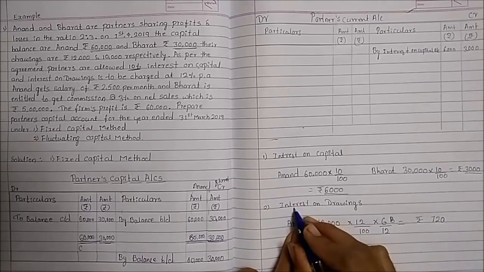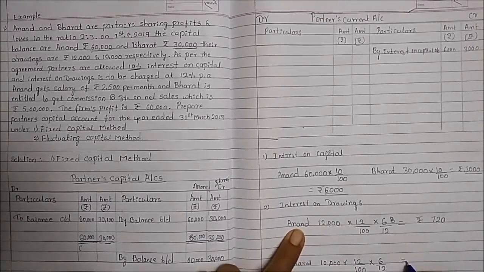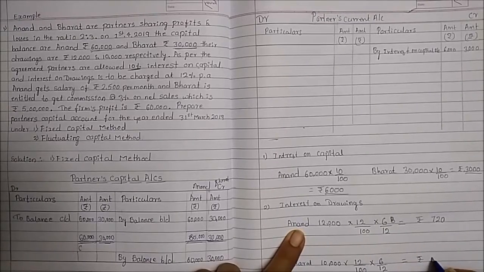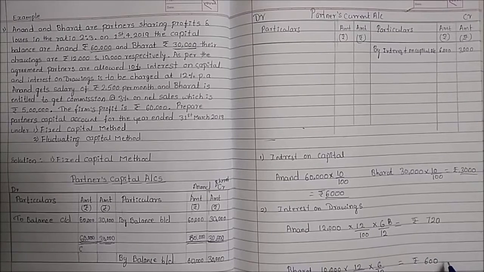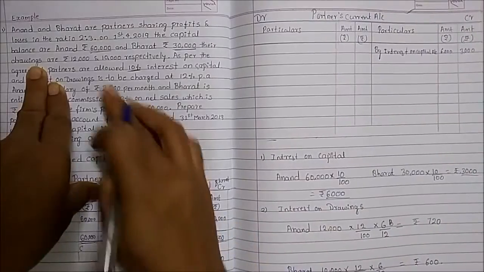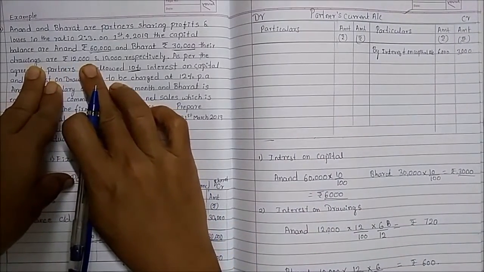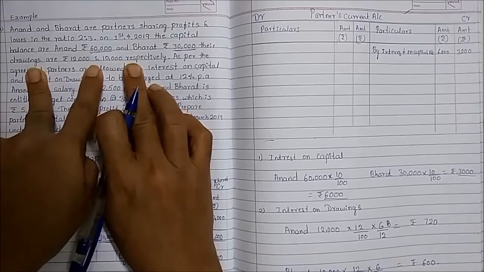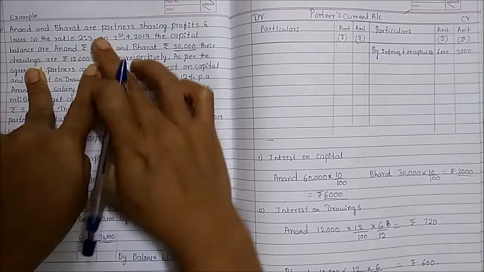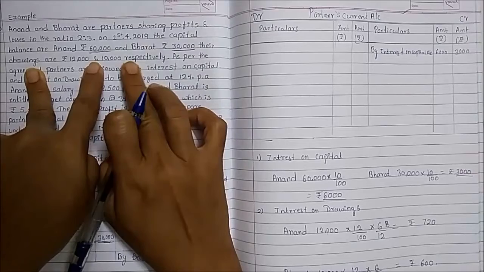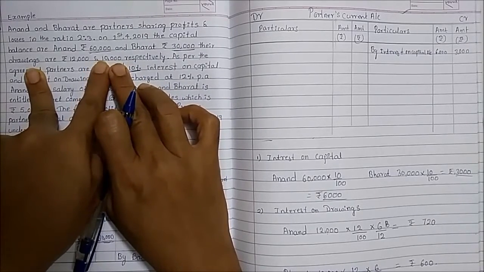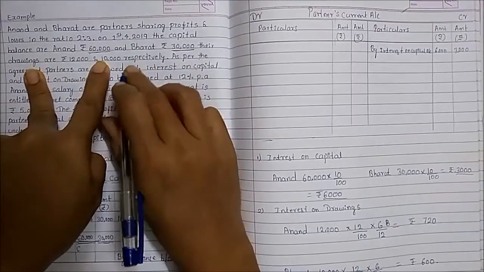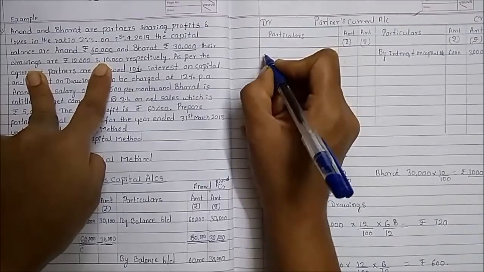That is the interest on drawings for Anand. And for Bharat it is rupees 600. Anand and Bharat have withdrawn money from their capital, 60,000 and 30,000. It is an expense for the partners, Bharat and Anand. So drawings will come on the debit side.